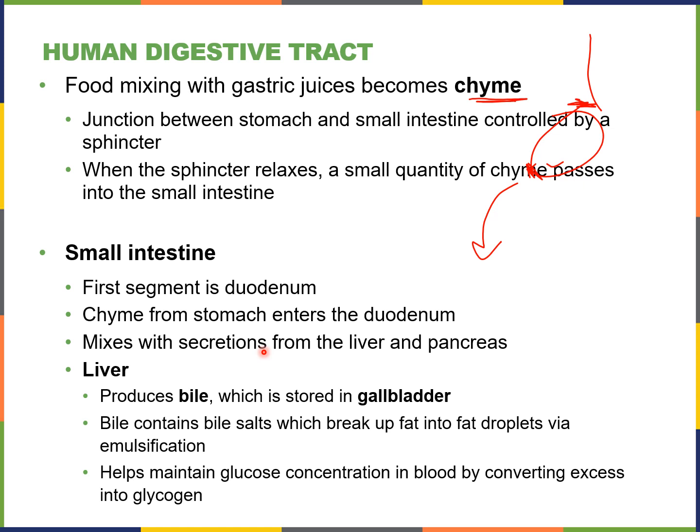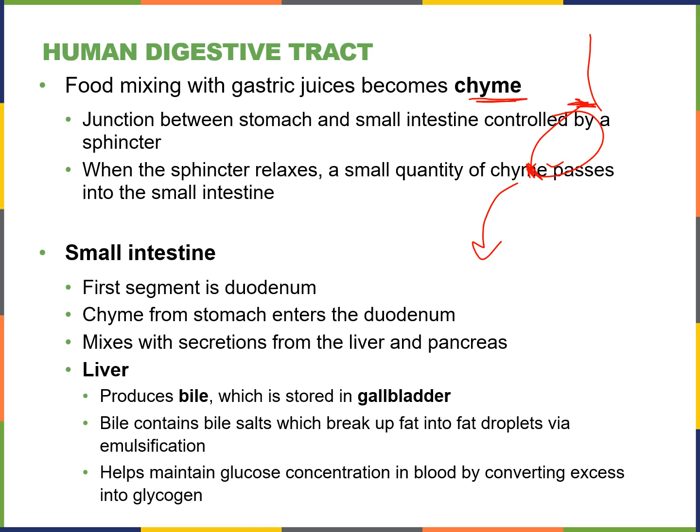So the liver, pancreas, and small intestine are all producing these enzymes that are helping absorb or chemically break down the food as well. In addition, we have a liver. Liver is actually the largest organ in our body, and it produces something called bile, which is stored in our gallbladder. And within that bile, we've got bile salts that help break up fat into little fat droplets via emulsification.